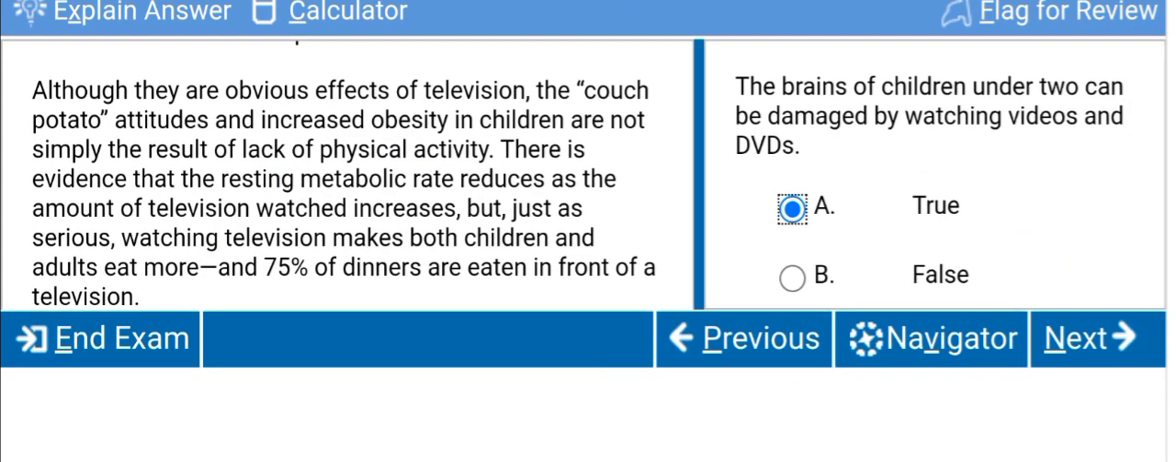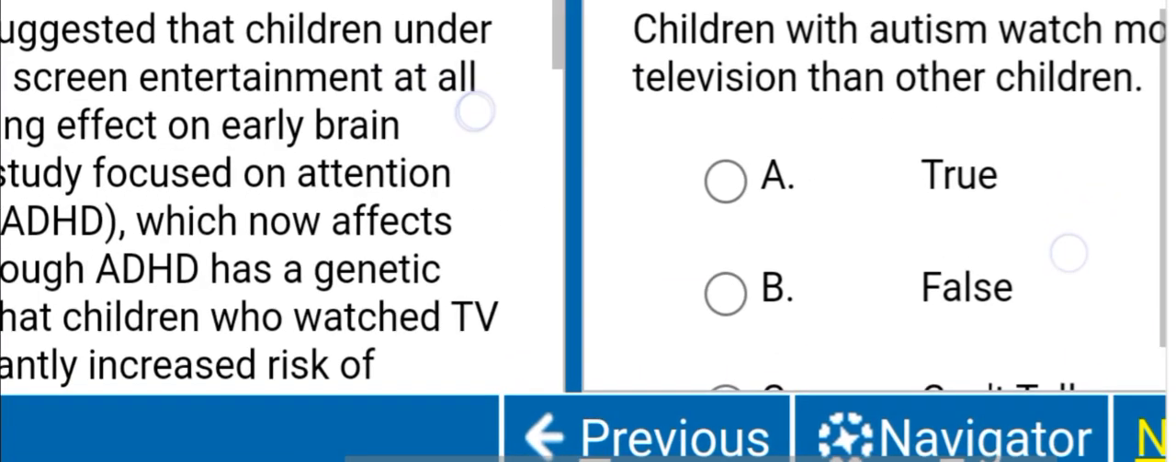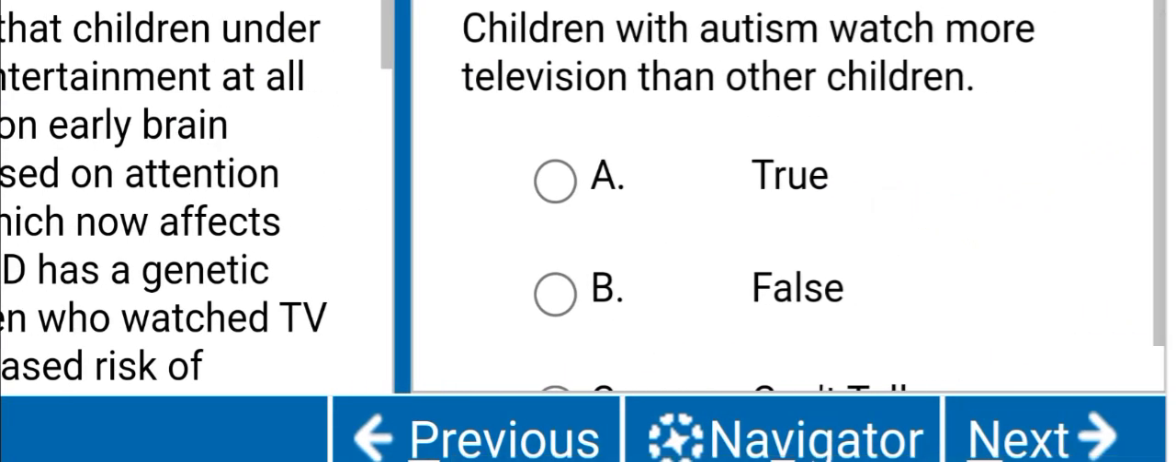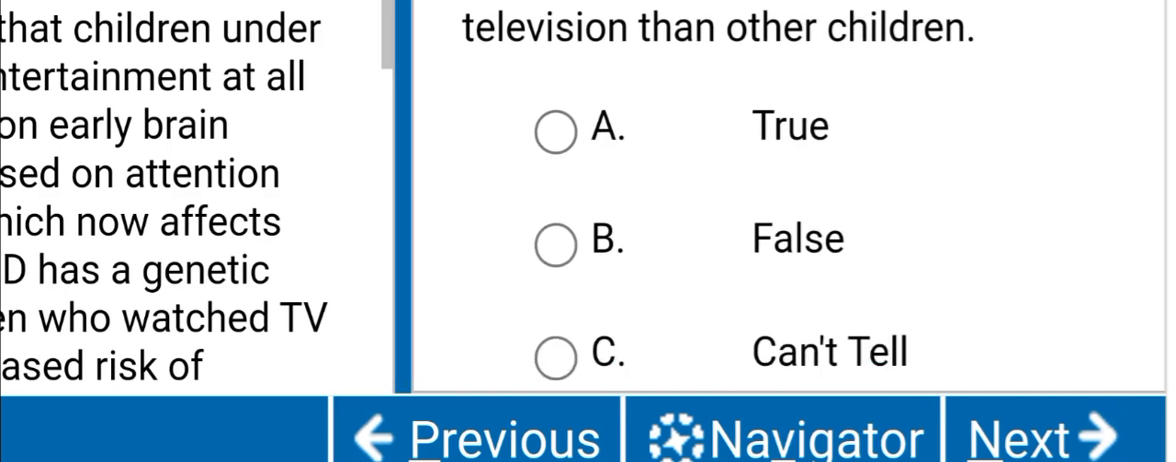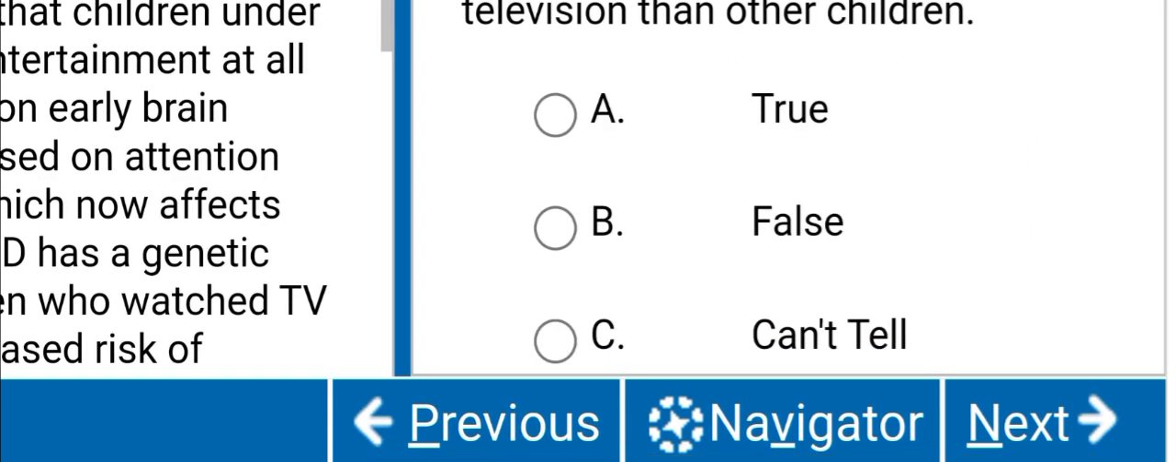Okay, now let's move towards the next question, which is question number 4. Children with autism watch more television than other children. Option A, true. Option B, false. Option C, can't tell.